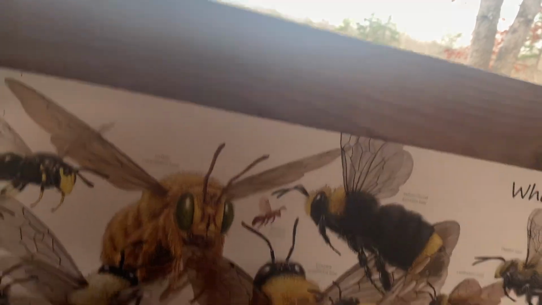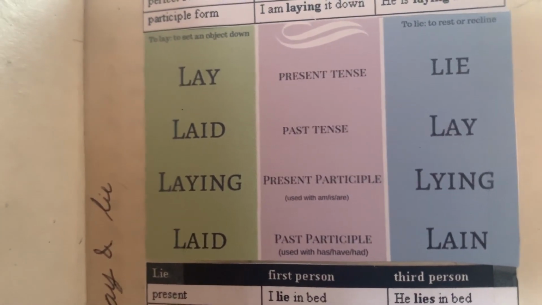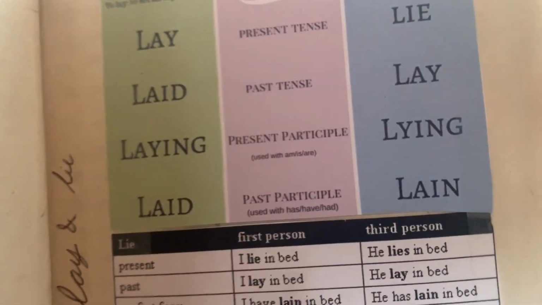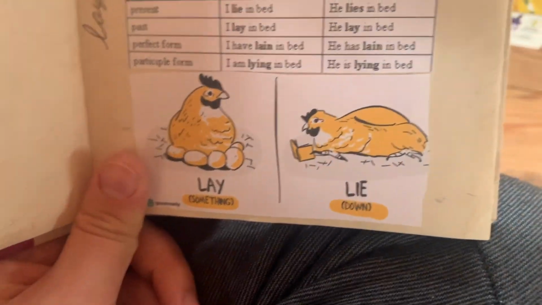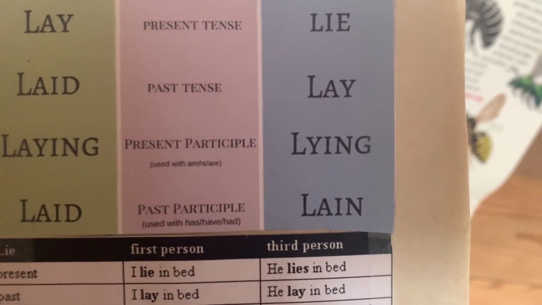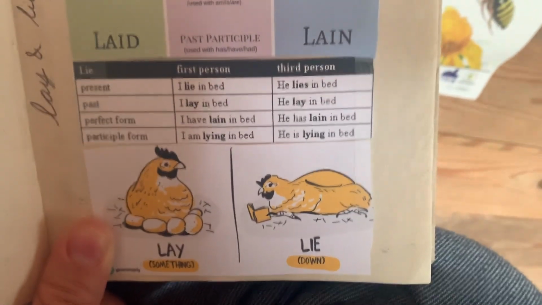And then for lie, this is where we get some confusion. So lie is the present tense of recline. Lay is the past tense of recline, whereas it's the present tense of to set something down. Lying is the present participle, so the hen is lying down, and past participle, the hen has lain down in bed. My recommendation, learn about it.